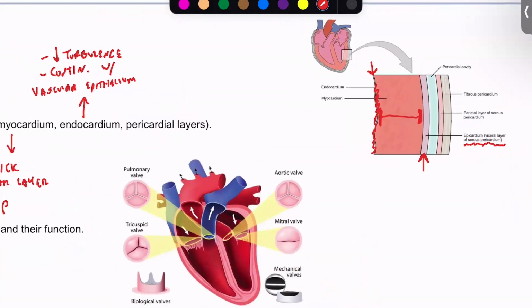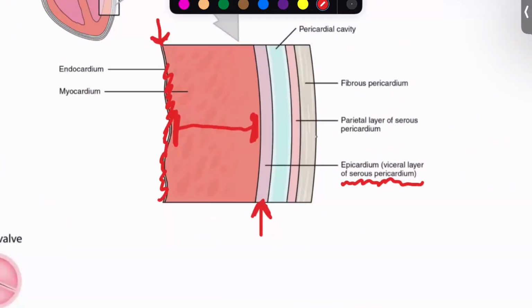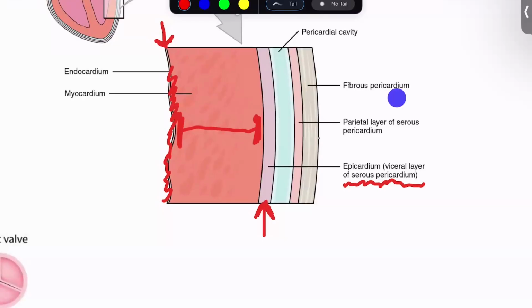Okay, and then we got the pericardial layer. So that's going to be the sac that's actually surrounding the heart. So what we have right here first is our fibrous pericardium, right here along the outside. And so that's this tough, dense outer layer. And what it does is it anchors the heart to the diaphragm. And it also prevents over distension of the heart.